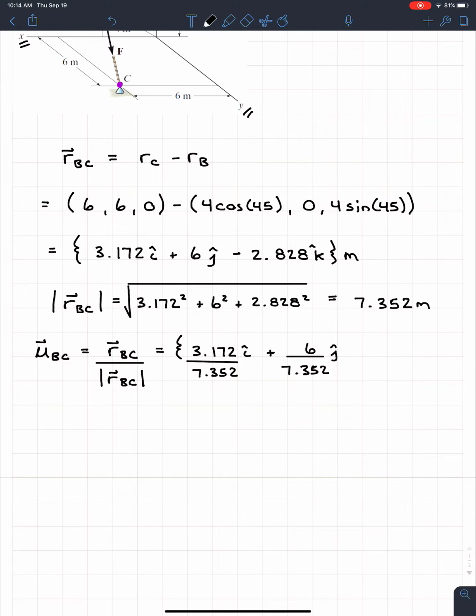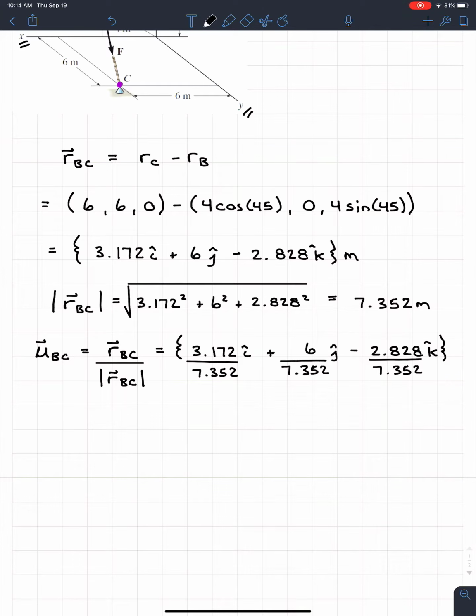Perfect. And then I'll make that a little bit nicer. And then I'm going to finish it off, of course, with the k component. So I'm going to have the 2.828 in the k direction, and I have to divide that by the 7.352. I'll just do that, finish off the vector.